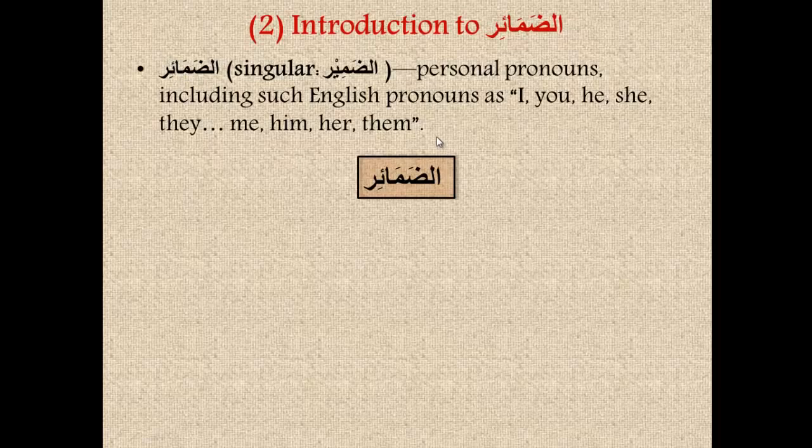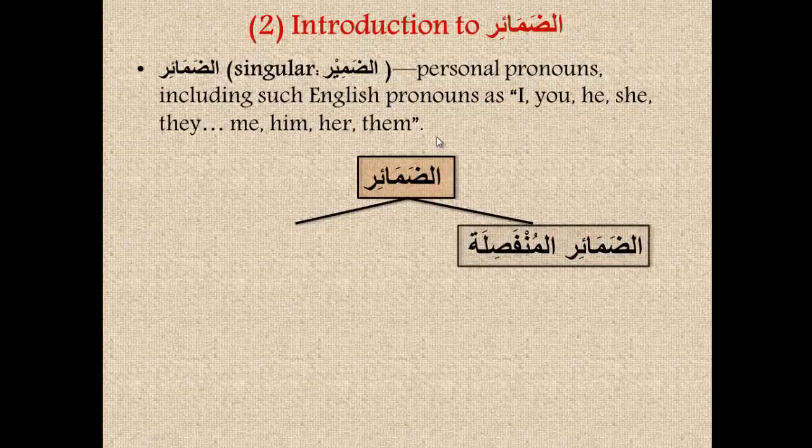Al-Dama'ir in Arabic can be divided into two large umbrella groups or two large categories. And I want you to memorize these two groups. So number 1, we have Al-Dama'ir al-Munfasila. And number 2, we have Al-Dama'ir al-Muttasila.